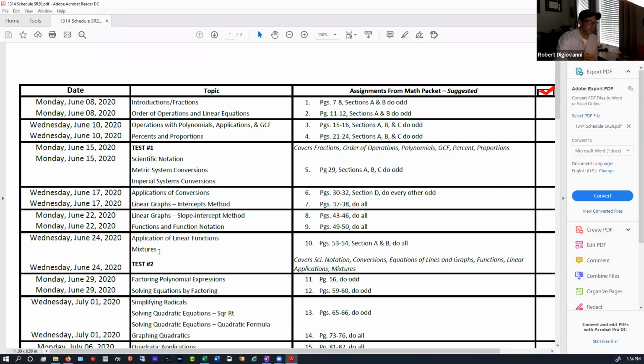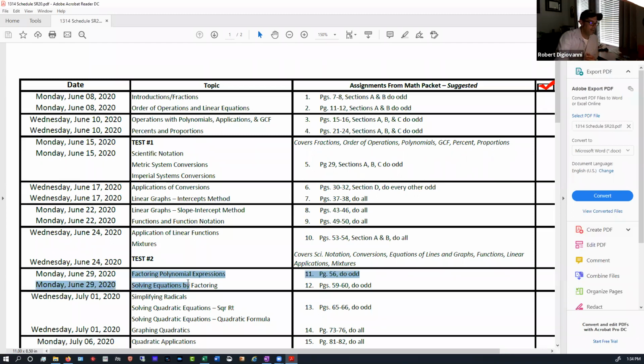After the test, we will be talking about factoring and solving equations by factoring. We'll see how much time we have, but I think on this next test I'm going to give you a little bit more time than I did on the last one, but we'll just see how it goes.